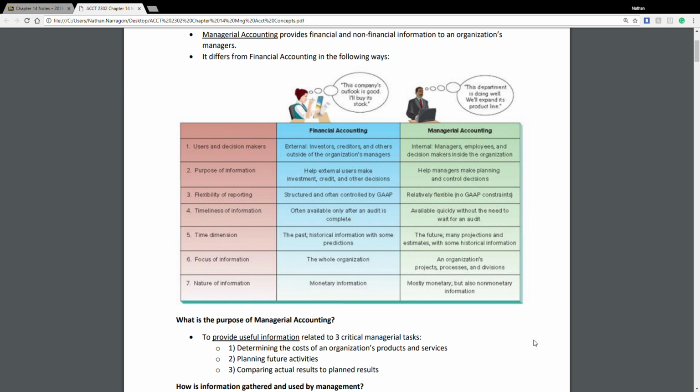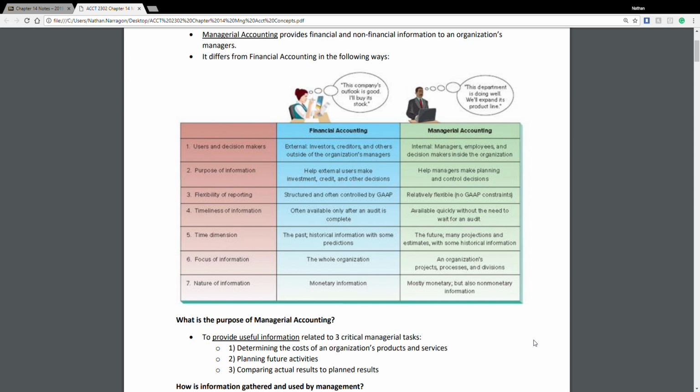The flexibility of reporting: the cool thing is we don't have any GAAP constraints. We are not ruled by GAAP under managerial because these documents are not going outside the company, unless it's corporate espionage, and then that's fraud, and then we're in trouble. But we don't have to follow GAAP, so there are going to be certain things that look a little different from our financial statements and how we prepare them. We can do it any way that gets the point across. Timeliness: we need to have it available quickly. We don't have to wait for an audit. It goes straight to the managers.